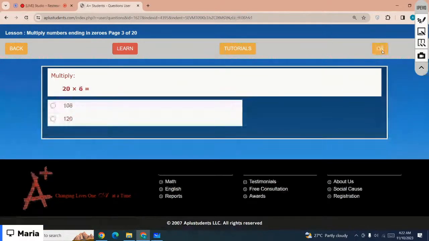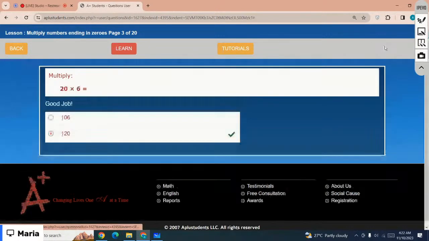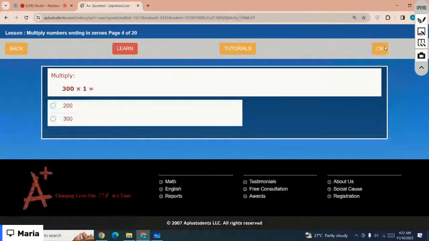Okay, multiply 20 times 60. So which is the correct option? Very good. You need to multiply the non-zero values. You need to do 6 times 2, and that would be 12. Then add the zeros, right?